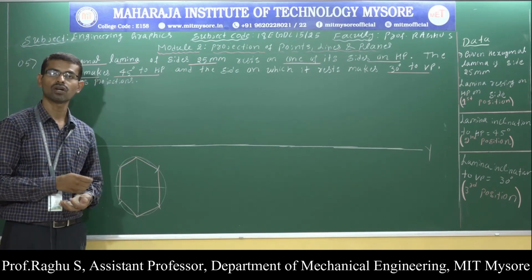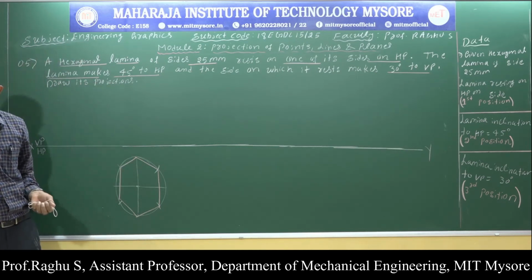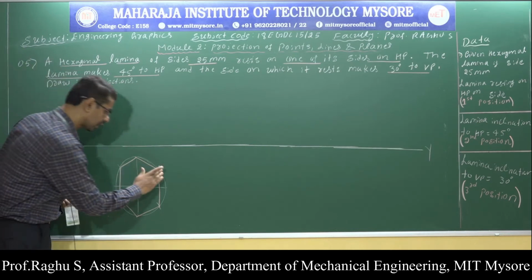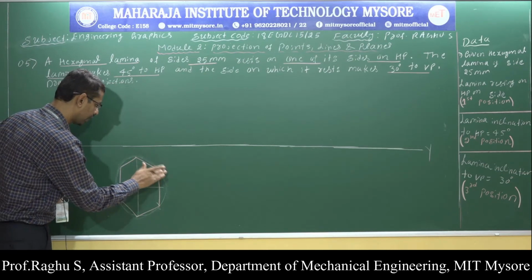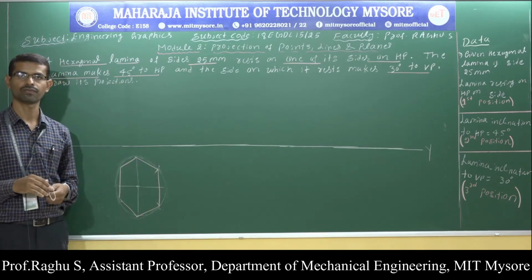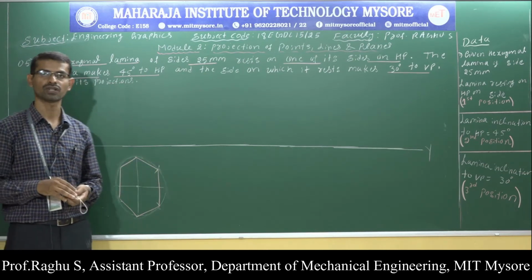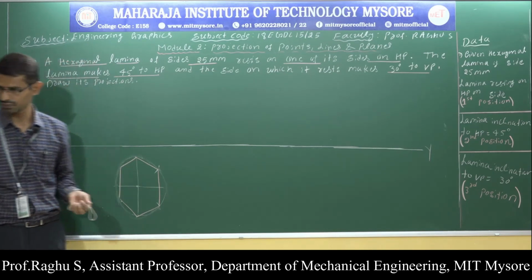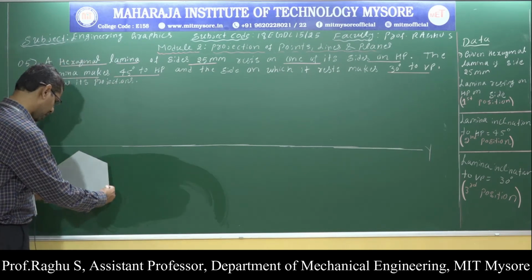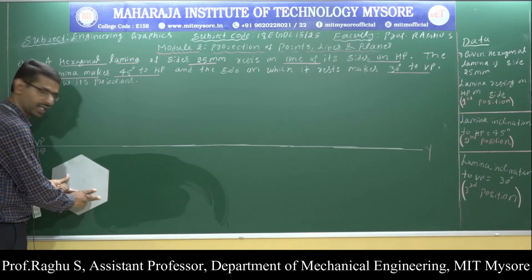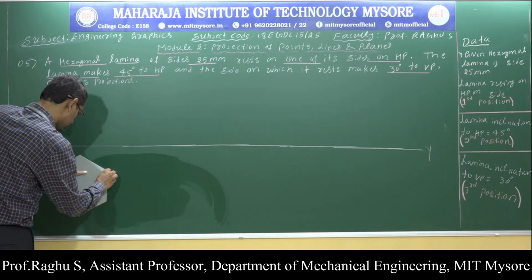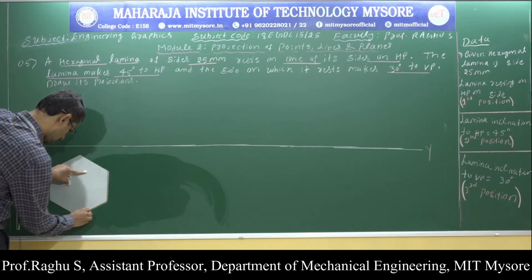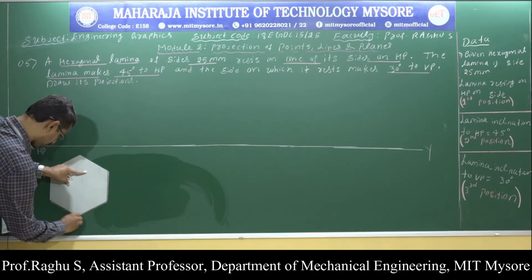After construction of the hexagonal lamina, you erase the circle, the arcs and circles. So this is the procedure for construction of a hexagonal lamina. Construct a hexagonal lamina on HP by placing a side towards your left side.